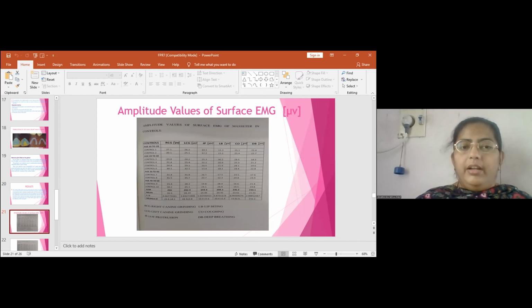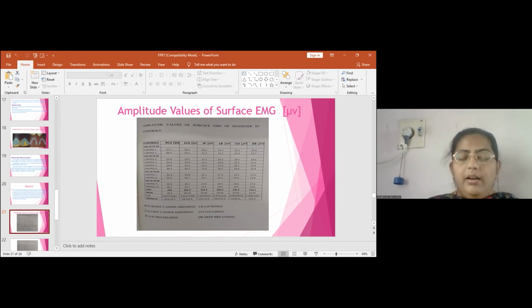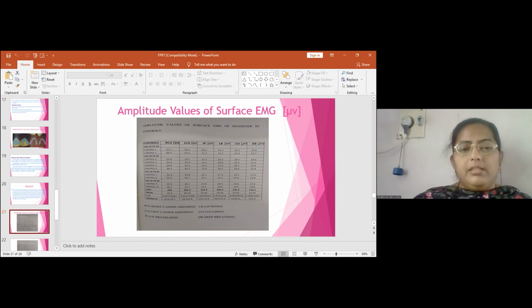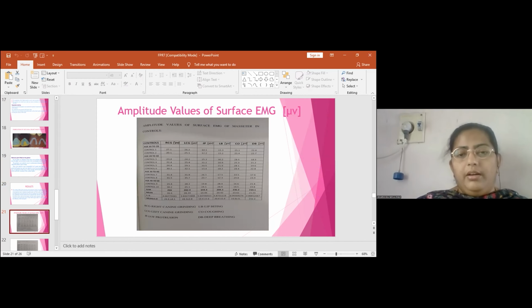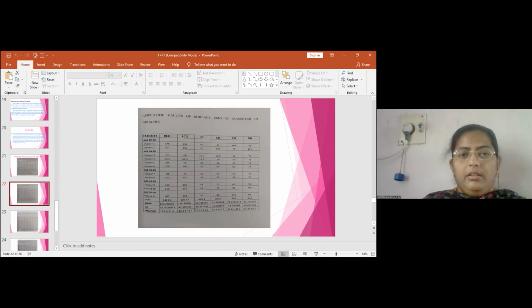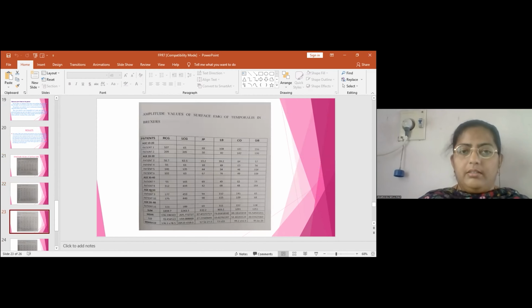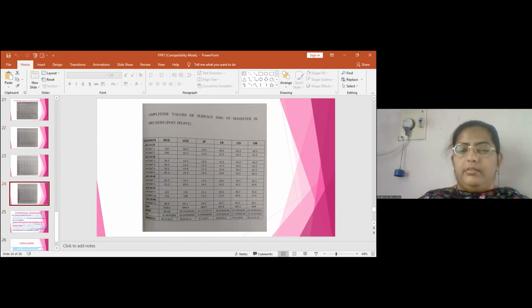I have divided them according to age, and the last of the tabular column shows the sum, mean, standard deviation, mean plus standard deviation, and the activities are as follows. So these are the amplitude values of the surface EMG in bruxers, before splint and post splint.